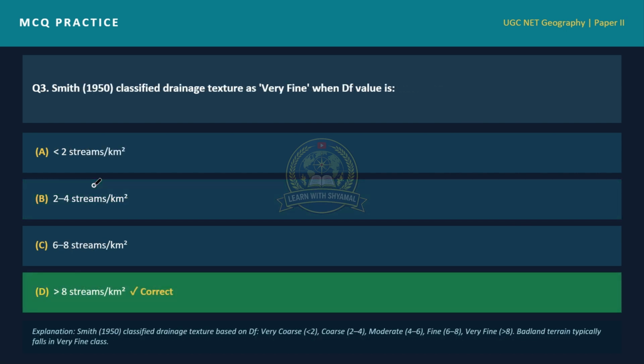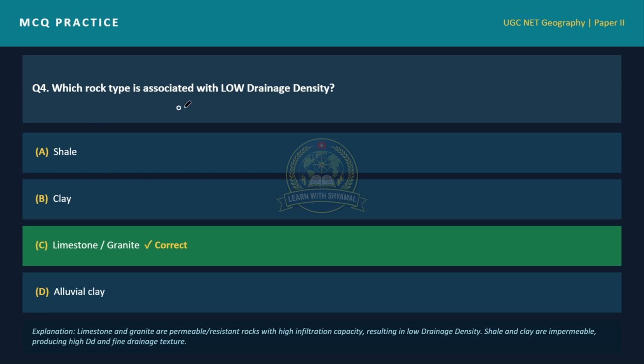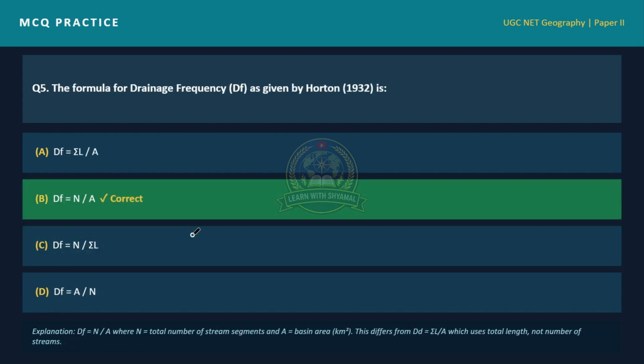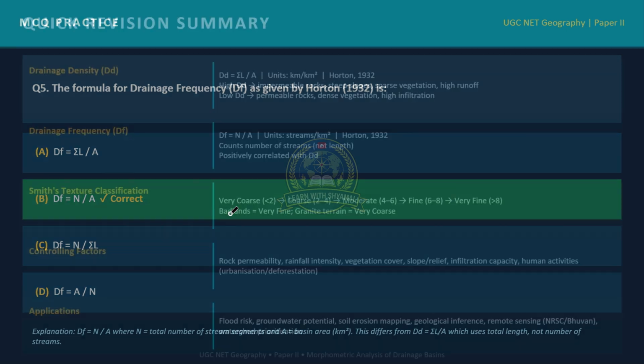Okay, question number 3: Smith 1950 classified drainage texture as very fine when the drainage frequency, DF, value is. Correct answer is option D, more than 8 streams per square kilometer. Question number 4: which rock type is associated with low drainage density? Correct answer is option C, limestone granite. Question number 5: the formula for drainage frequency given by Horton 1932 is. Correct answer option B, DF is equal to N divided by A.